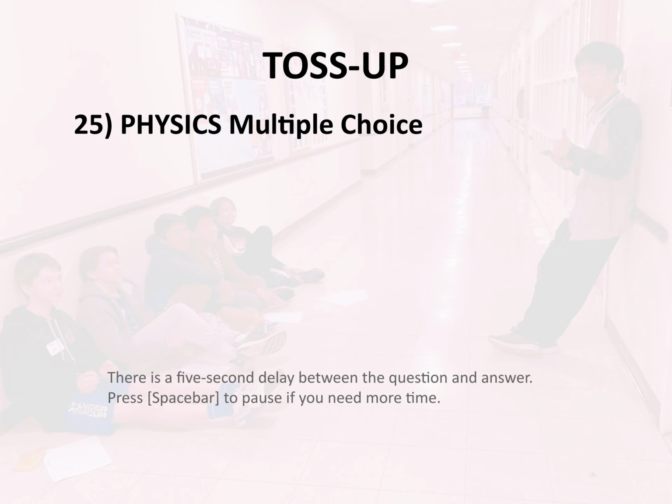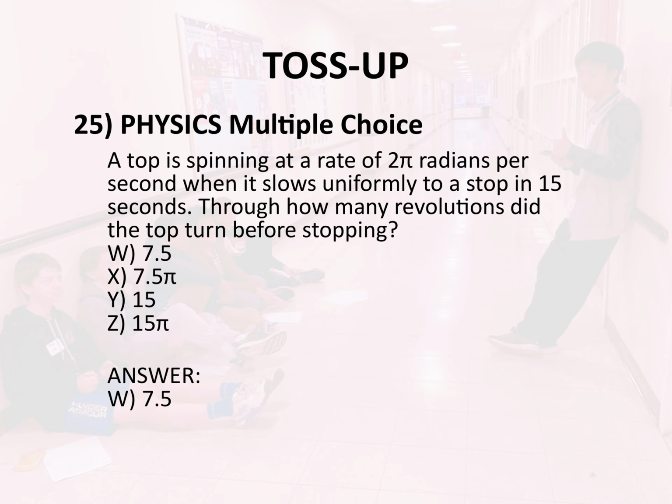Toss-up 25. Physics. Multiple choice. A top is spinning at a rate of 2 pi radians per second when it slows uniformly to a stop in 15 seconds. Through how many revolutions did the top turn before stopping? W. 7.5. X. 7.5 pi. Y. 15. Z. 15 pi. Answer: W. 7.5.